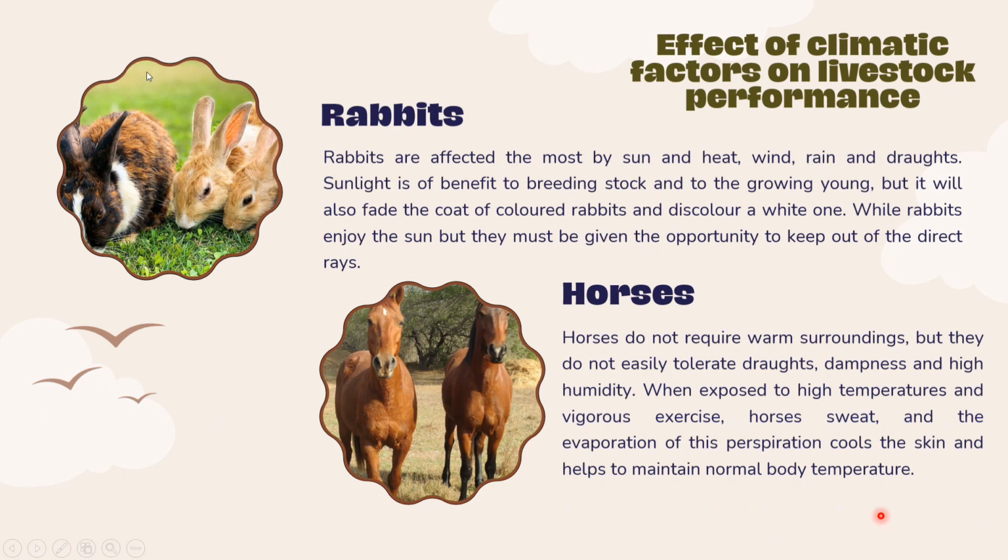Rabbits. Rabbits are affected the most by sun and heat, wind, rain, and drafts. Sunlight is of benefit to breeding stock and to the growing young, but it will also fade the coat of colored rabbits and discolor a white one. While rabbits enjoy the sun, they must be given the opportunity to keep out of the direct rays.